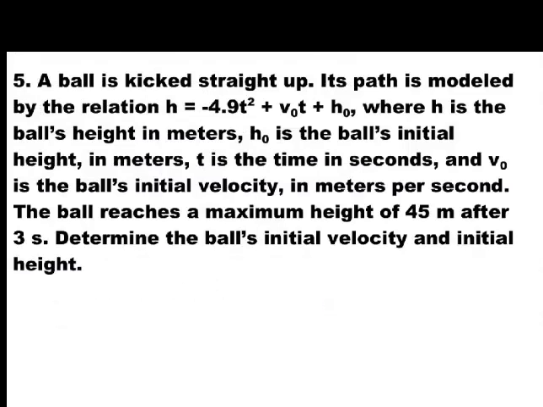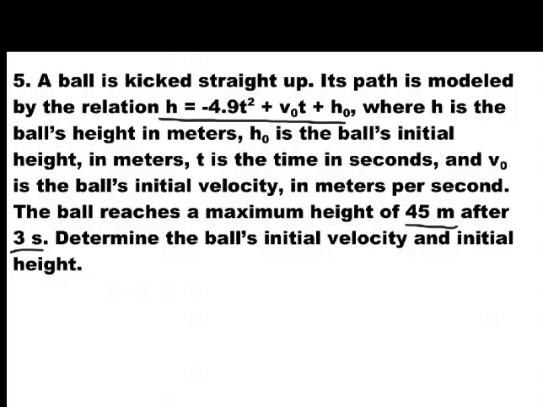The next question is an application. It says a ball is kicked straight up. The path is given by this equation, where h is the ball's height in meters, h0 is the ball's initial height in meters, t is the time in seconds, and v0 is the ball's initial velocity in meters per second. The ball reaches a maximum height of 45 meters after 3 seconds.